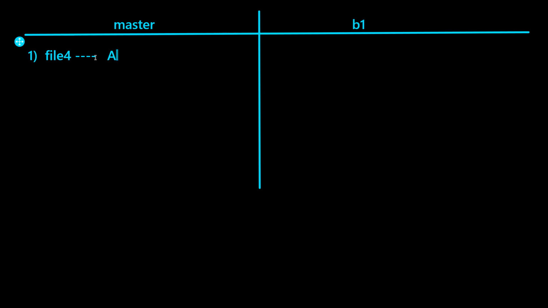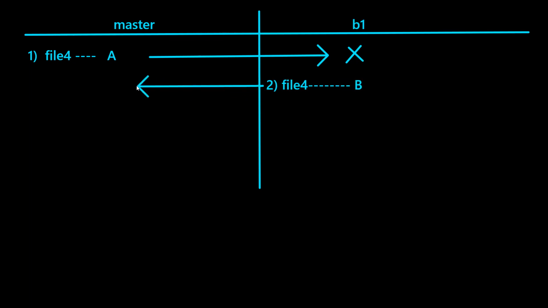Here I'm writing down the steps of what is happening. First step: on master, we created file 4 and made a commit called commit A, correct? Is this commit A available on B1? No, right? Then second step: we came to B1, created file 4 here as well, and made another commit B. Correct? Is this commit B available on master? No, right? It is also not there on master.